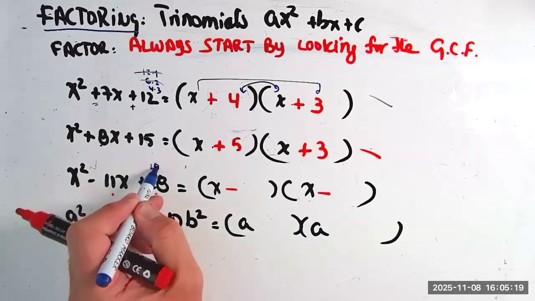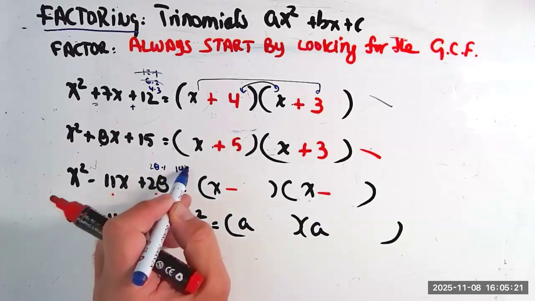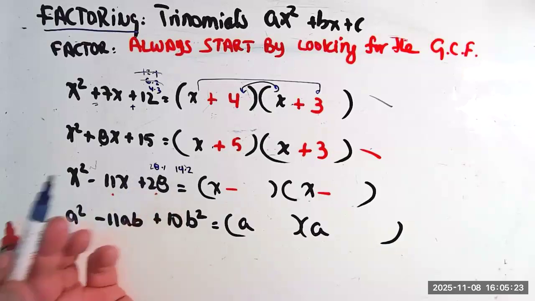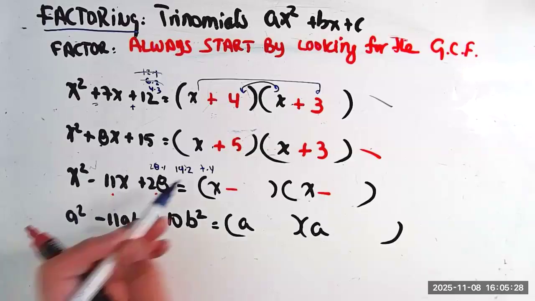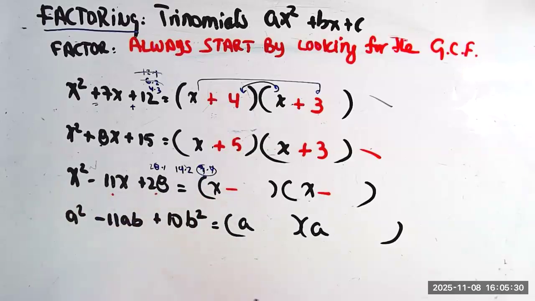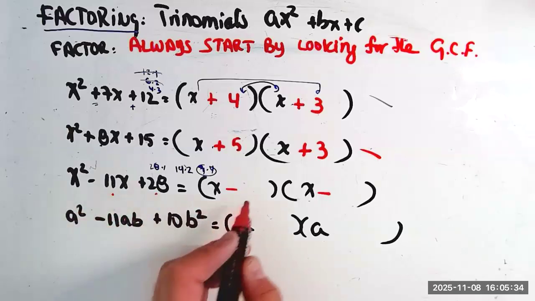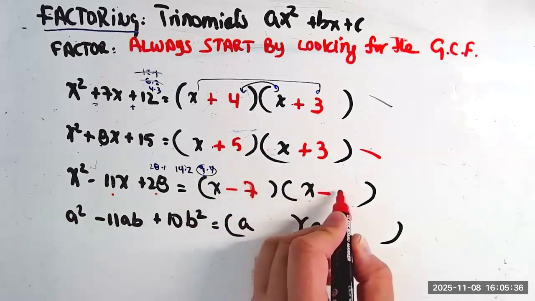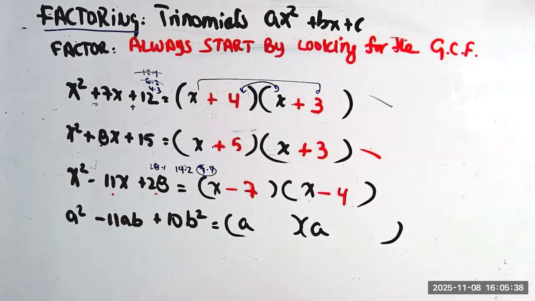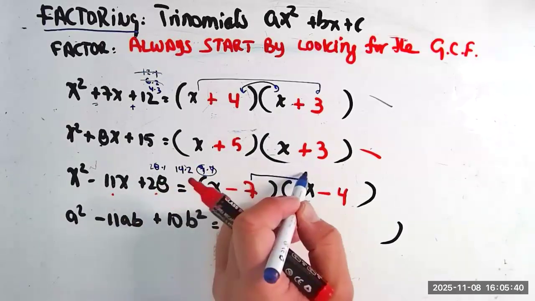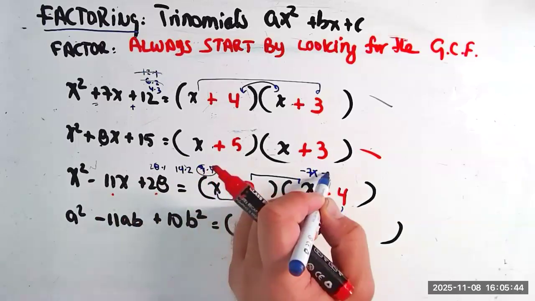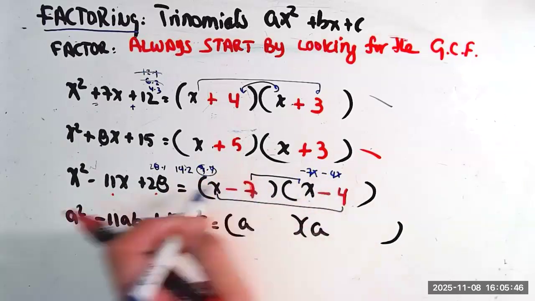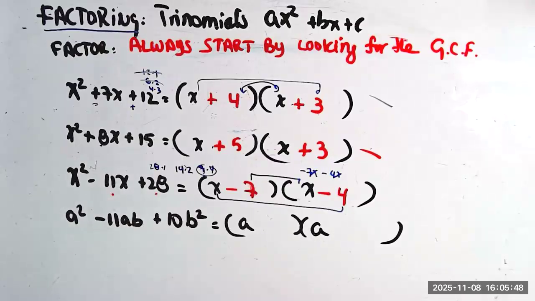Of course, we have 28 times 1, 14 times 2, 7 times 4. And 7 plus 4 would be 11. These are my two candidates here. That would be negative 7, negative 4. Negative 7 times x, that would be negative 7x. Negative 4 times x, that would be minus 4x. Minus 7 minus 4, negative 11.